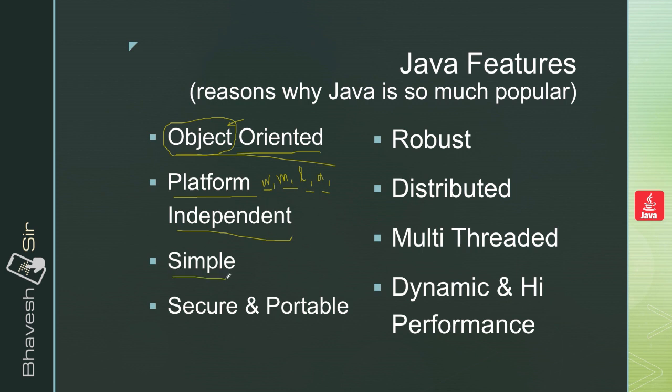The next thing is simple. The Java language is simple to learn, meaning we can simply write code in the Java language, because first we have to think about the object, and after that we can write code for that object, which means the Java language is simple. The next feature is secure and portable.